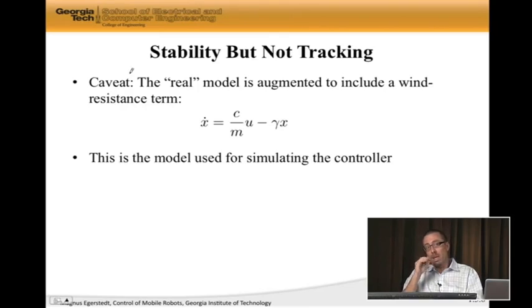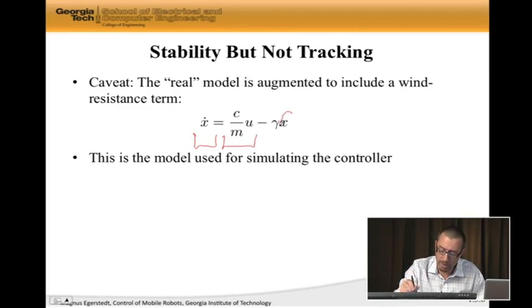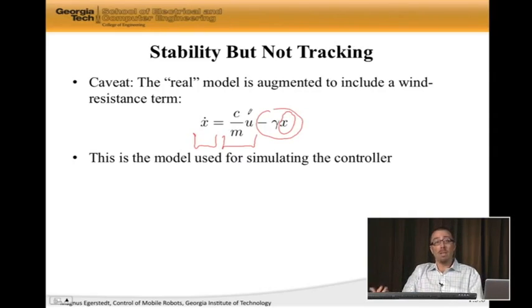And here's the problem. I actually added a term to the model, and this is a term that really reflects wind resistance, because here is the acceleration of the car. This is our term. Well, if we're going really, really fast, we're going to encounter wind resistance. So I added a little bit of wind resistance. This says that if we're going positive and fast, then we're getting a negative force, meaning we're being slowed down a little bit. And gamma is some coefficient that, again, we don't know. And this was the model I used when I simulated the controller.